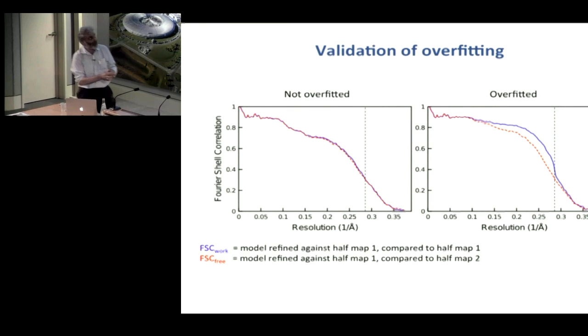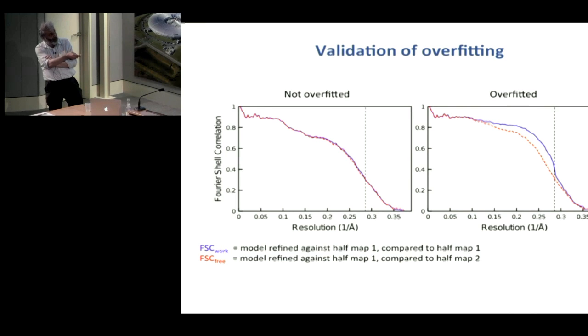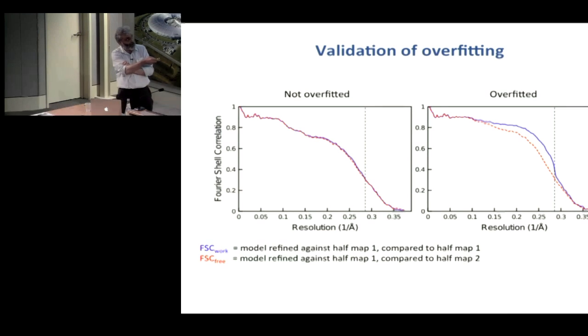And if you look at these plots, one of them is against the half map you have refined, and the other is against the half map you haven't refined. If these two curves coincide with each other, then it's likely that the overfitting is not very big. If these curves diverge from each other, then it's very likely that there's overfitting. For example, this case is more overfitted than that case.